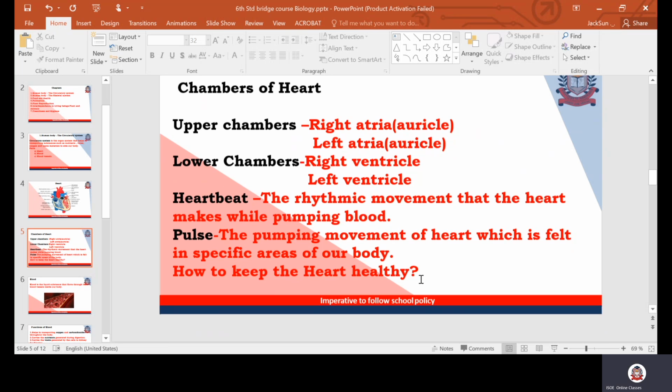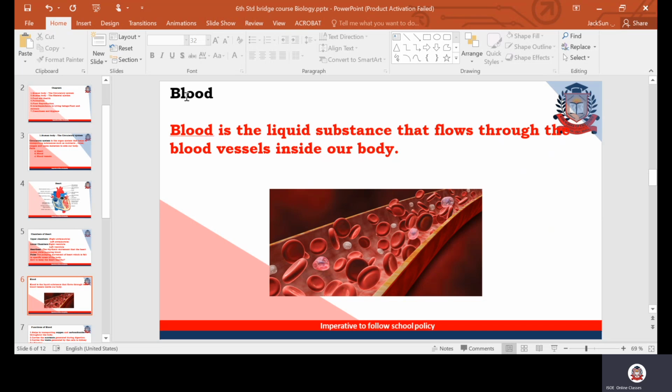Now we are moving to the next part, that is the blood. Already we have told that heart, blood and blood vessels are the important parts of the circulatory system. So we are coming to the second portion, that is blood. Blood is a liquid substance that flows through the blood vessels inside our body. It is liquid in nature.